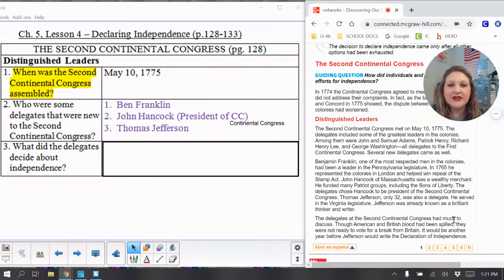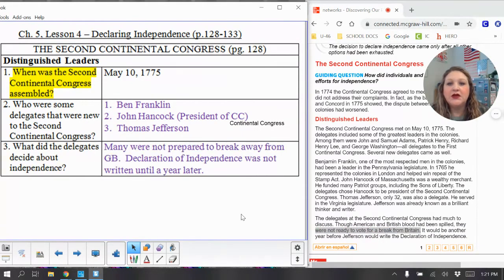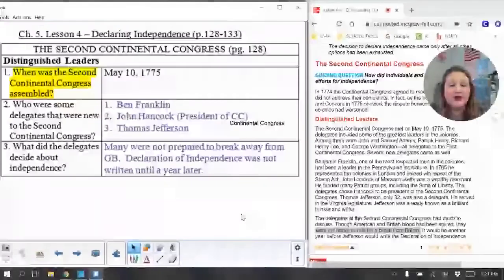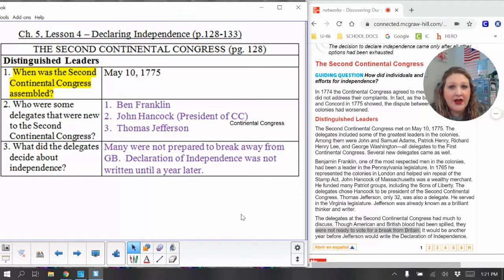Even though they still had these feelings that they wanted to be separate from Great Britain, they weren't really sure if it was the right thing to do. So they decided that they were not ready to break away from Great Britain. So they actually will not talk about declaring independence until another year later. So we're going to have another year of fighting before we even get to a point where they're going to write the Declaration of Independence.